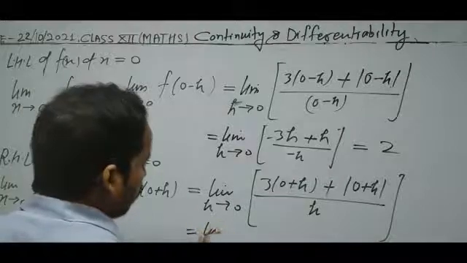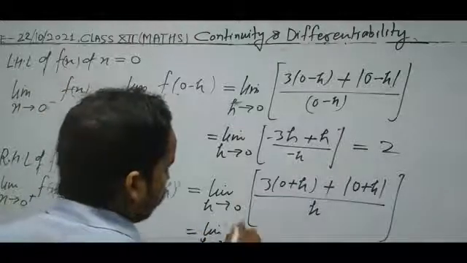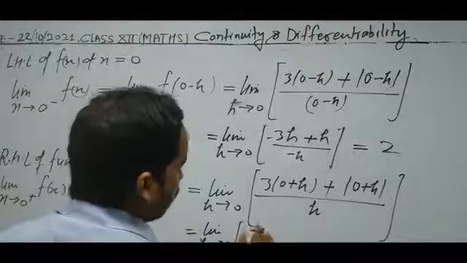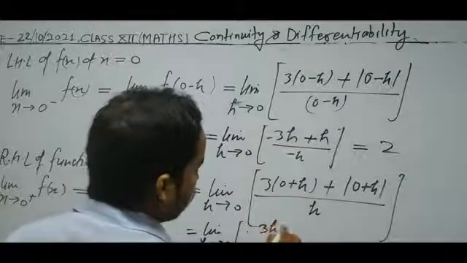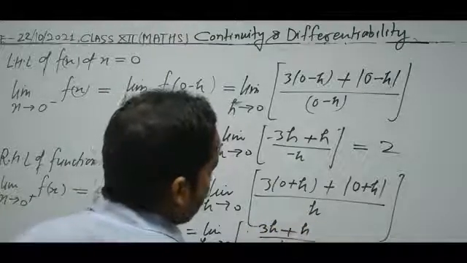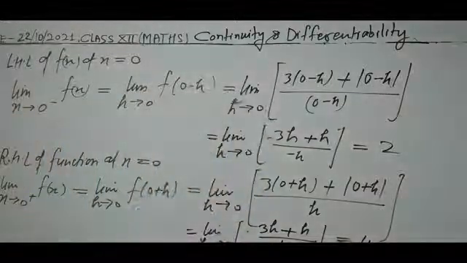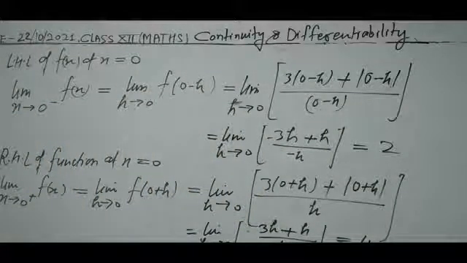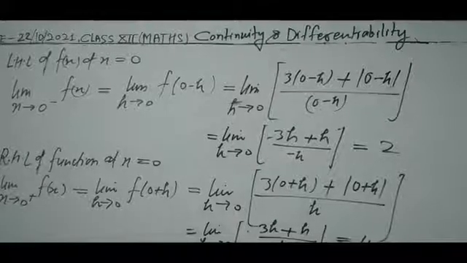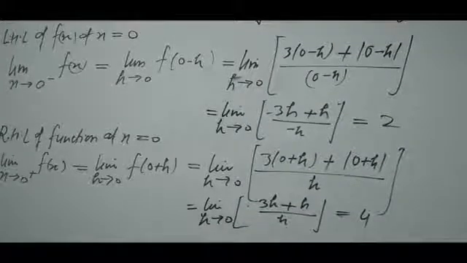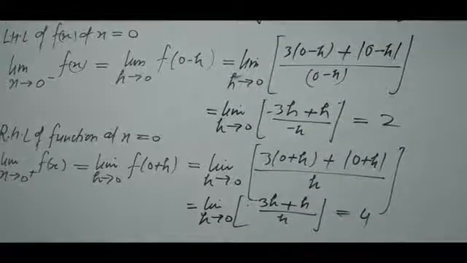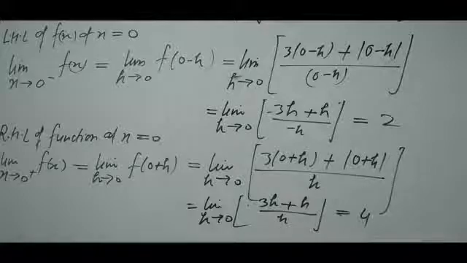Now limit h tends to 0 of (3h + h)/h. Its result you will get is 4. Now it is clear that the left hand limit of the function is not equal to the right hand limit of the function. So the function is not continuous at the given point.